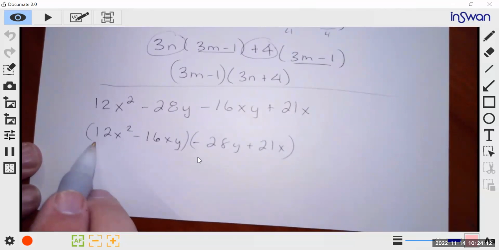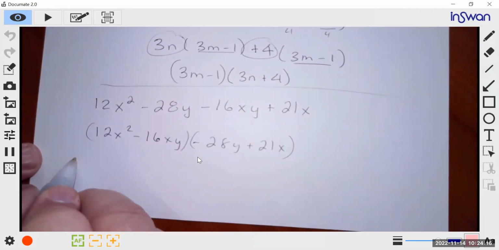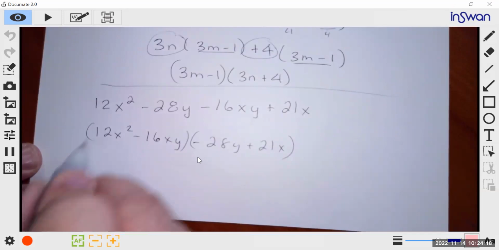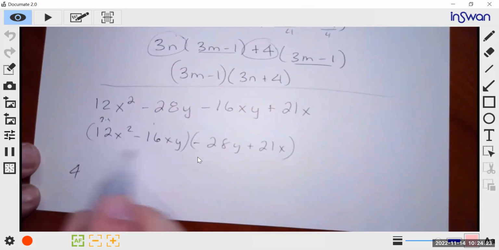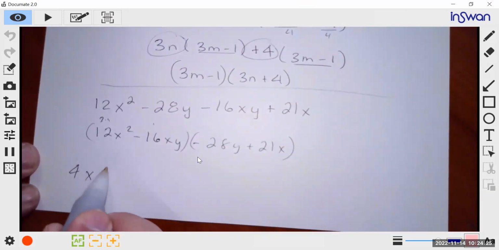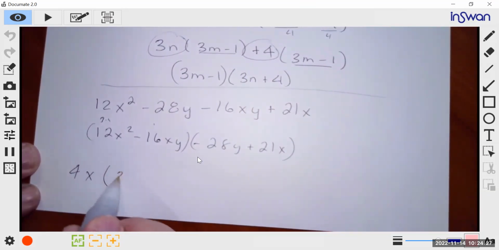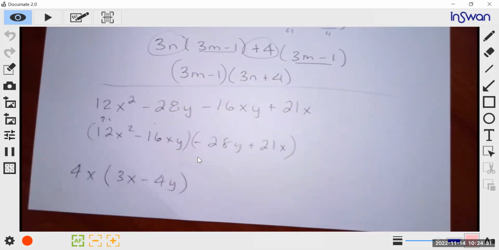So what do 12 and 16 have in common? Yeah, this is 3 times 4. This is 4 times, they both have a 4, and they both have 1x. So it's 3x minus 4y.